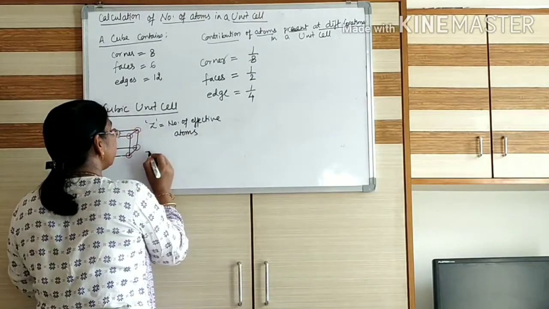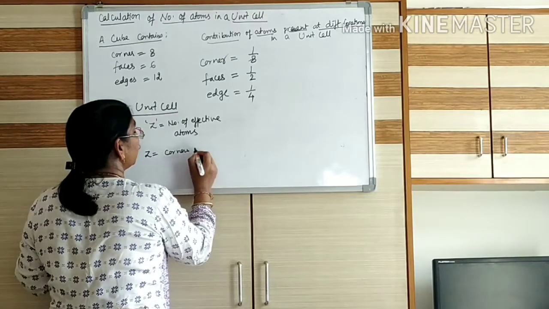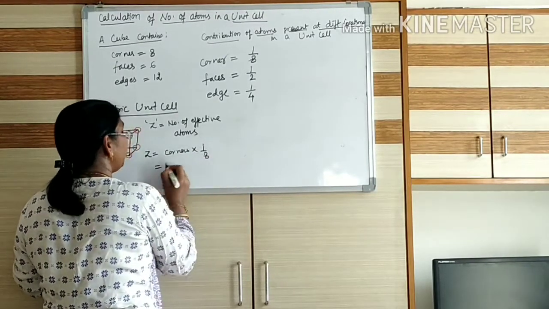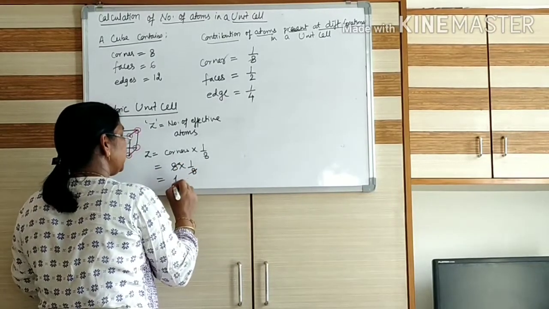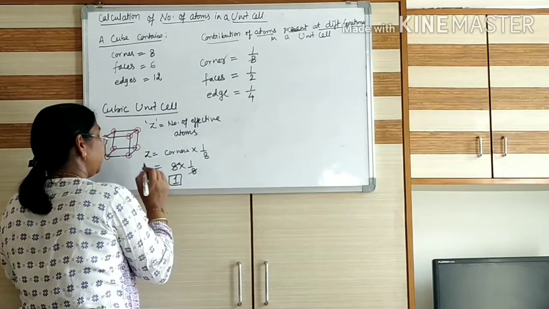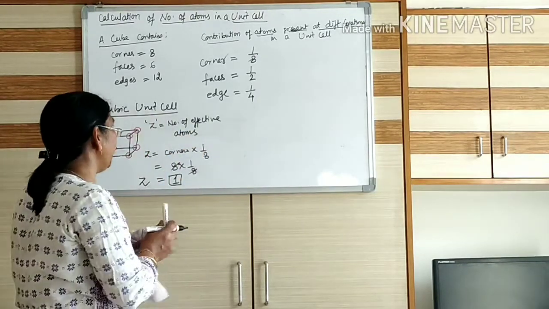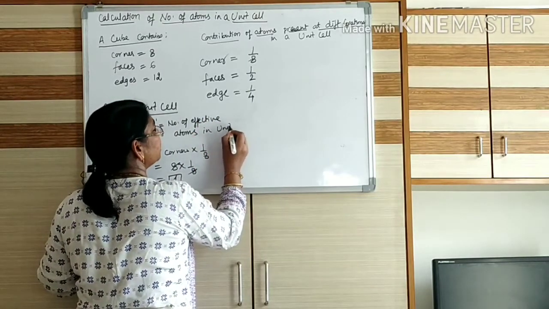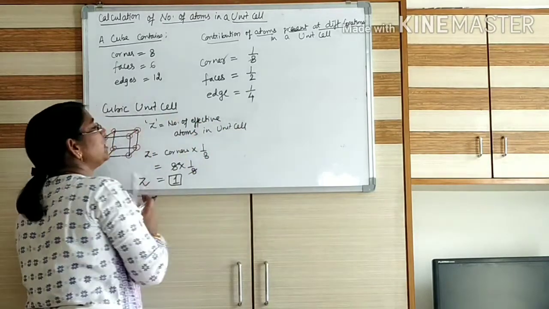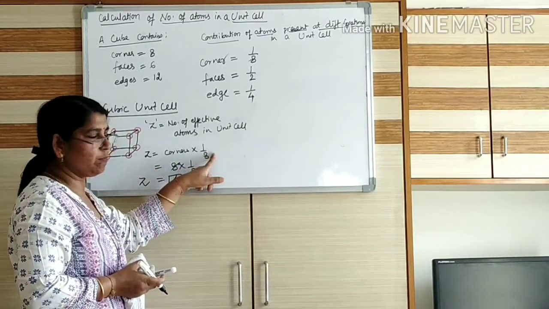How can we count Z? Corners 1/8. How many total corners? 8. 1/8. So answer is 1. So Z की value, effective number of atoms in a unit cell in simple cube. Number of effective atoms in unit cell. Simple cubical unit cell.